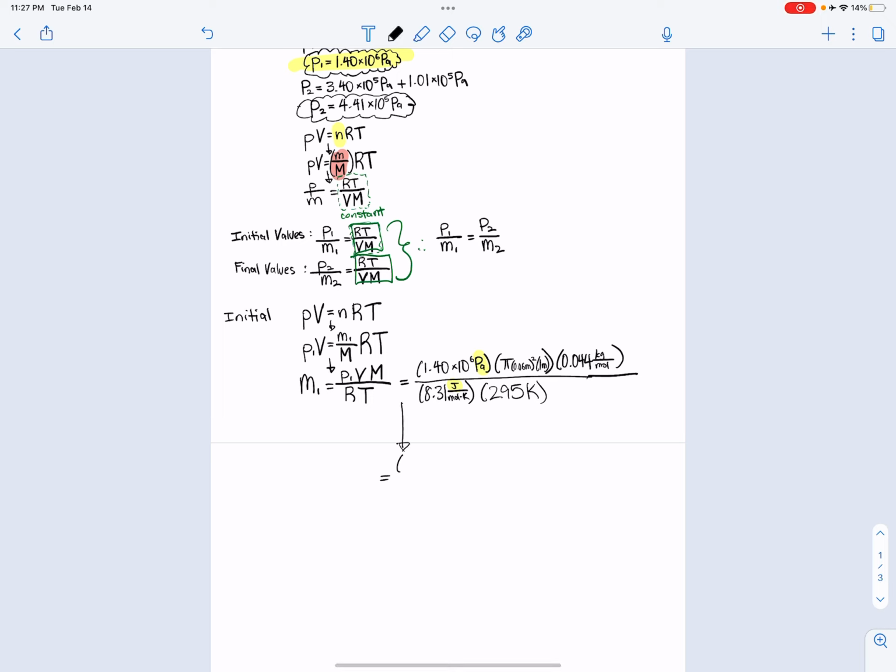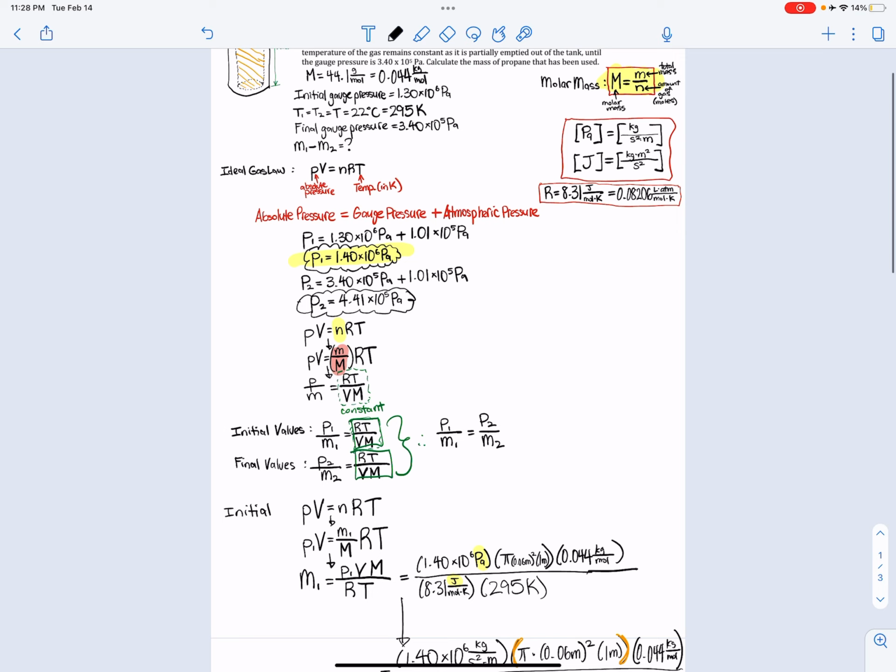So now that is equal to 1.40 times 10 to the 6. And pascals is the same as kilograms per second squared times meter, right? And times pi times 0.06 meters squared times 1 meter. Okay, I'll change the color of this guy so that's that outer parentheses. Okay, and times 0.044 kilograms per mole.